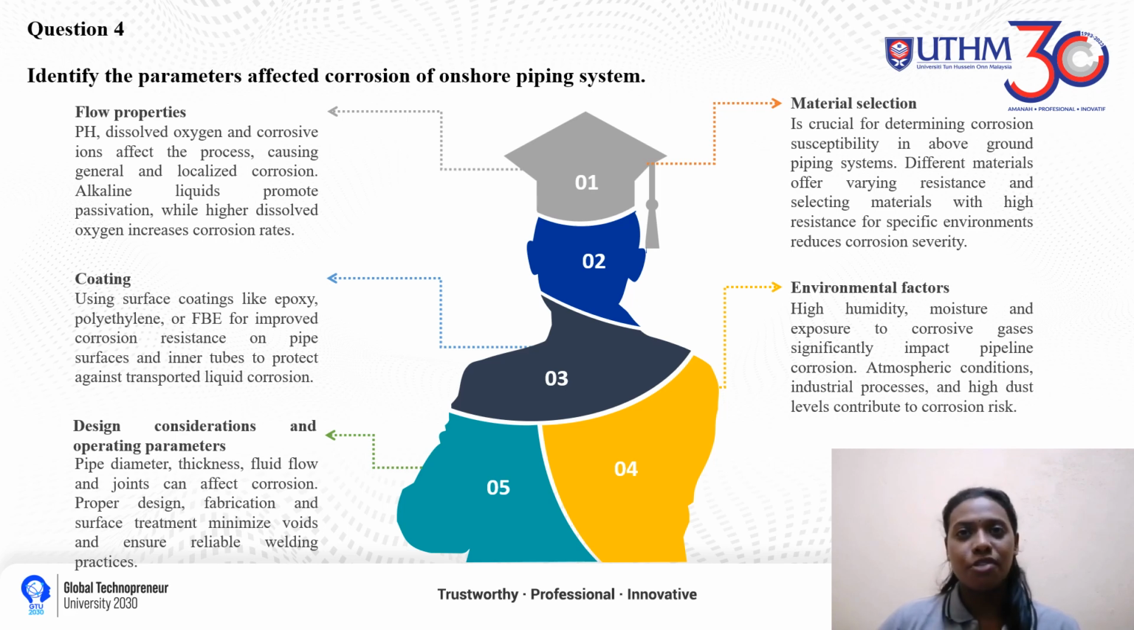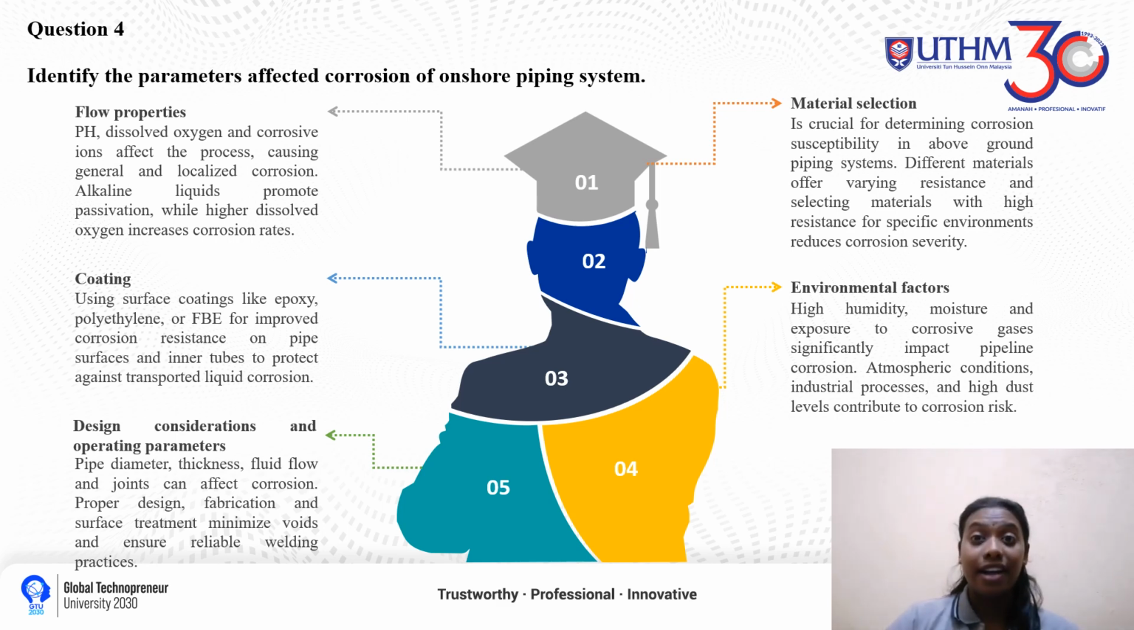Next, based on question number 4, identify the parameters affecting corrosion on an onshore piping system. Flow properties, pH, dissolved oxygen and corrosive ions affect the process, causing general and localized corrosion. Alkaline liquids promote passivation, while higher dissolved oxygen increases corrosion rates. Moving to the next point, which is material selection. It is crucial for determining corrosion susceptibility in above ground piping systems.